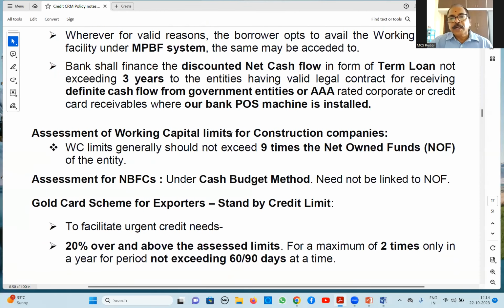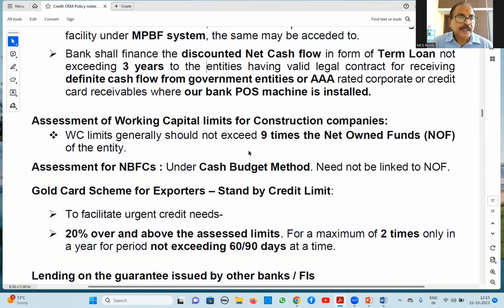Next, for construction companies, the assessment generally should not exceed 9 times of net owned funds. Net owned funds means their own funds: Tier 1 capital, Tier 2 capital, reserves, etc. Next, assessment for NBFCs, I told you already, cash budget method. It need not be linked to net owned funds.